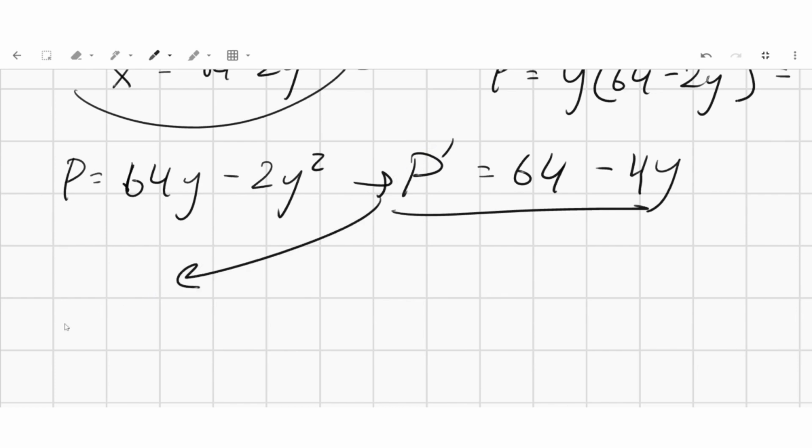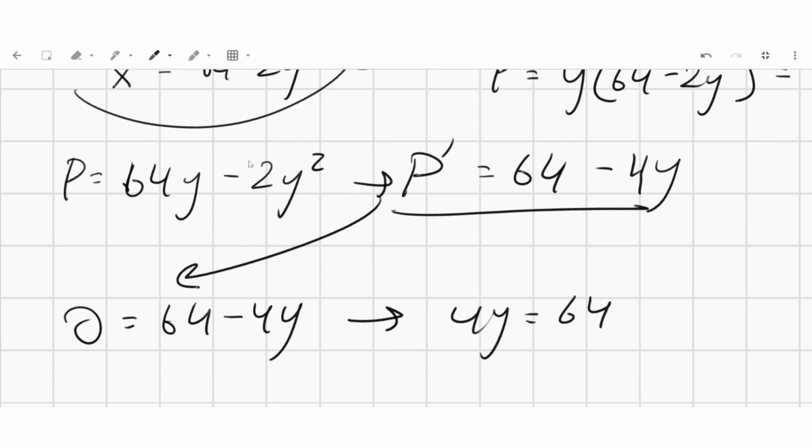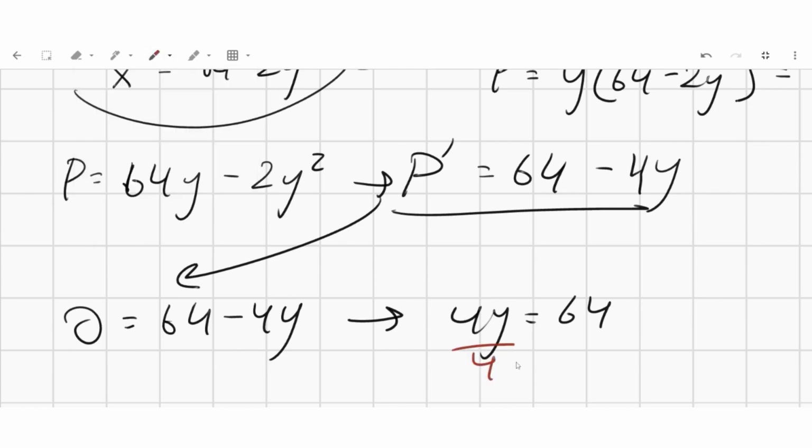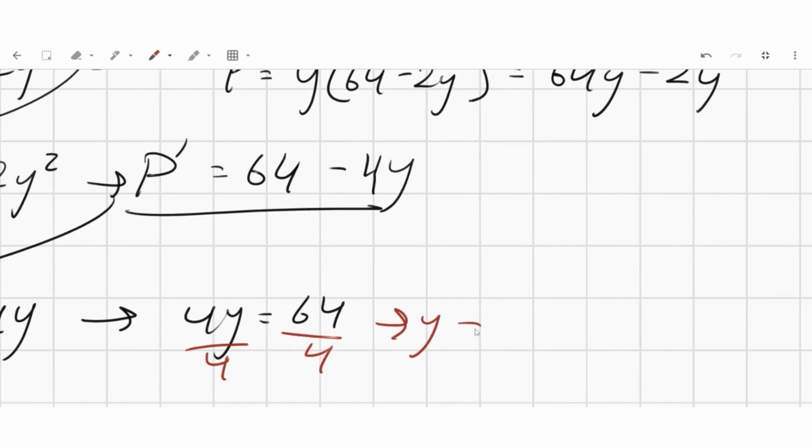So this is going to be 0 is equal to 64 minus 4y, and then by using simple algebra, we're going to leave y on one side and then try to find the value of y. All right, so it's going to be 4y is equal to 64, and then we are going to divide both sides by 4, and then we're going to get y is equal to 16.